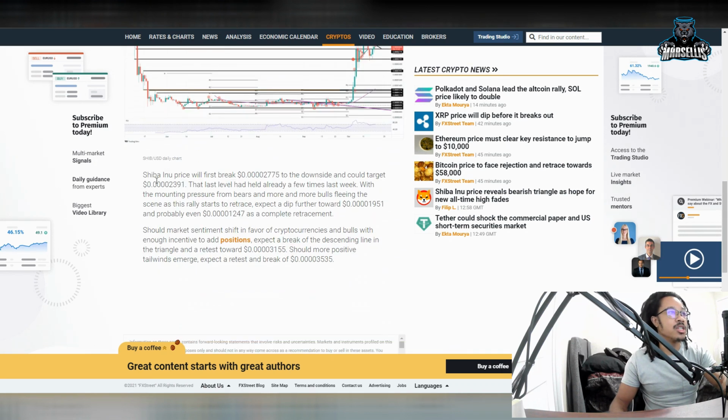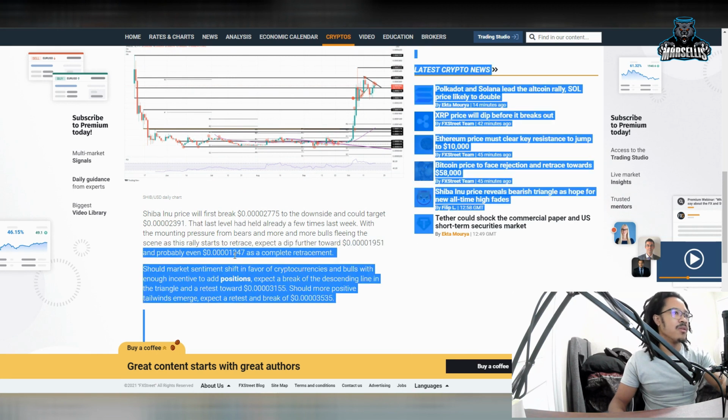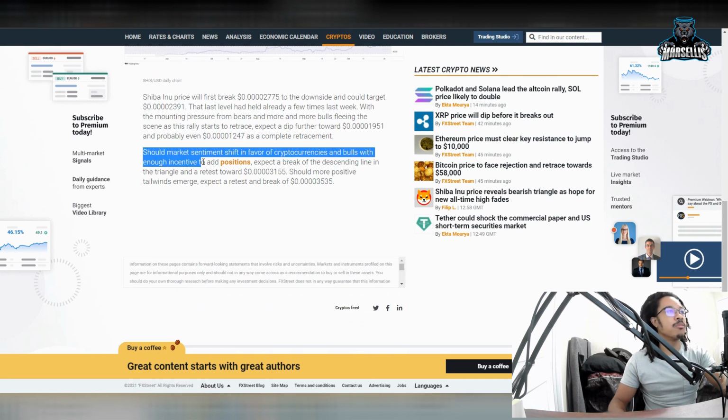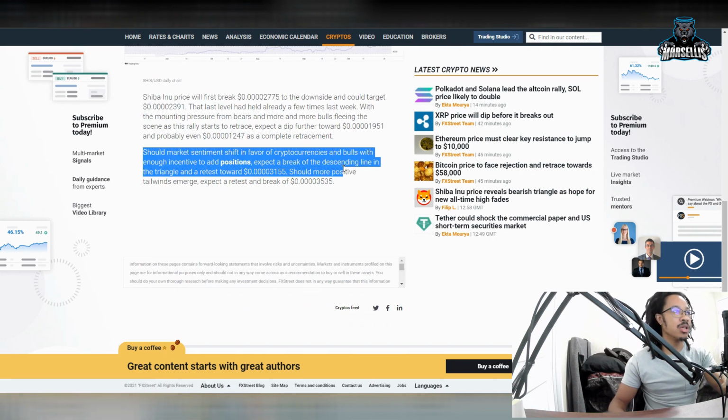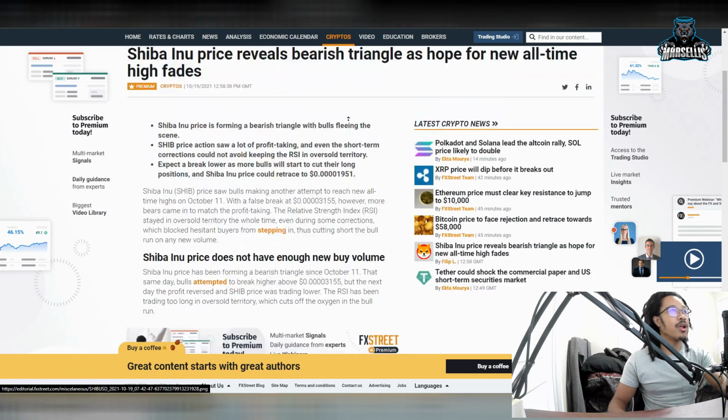But anyways, down here you can see Shiba Inu price will first break the 27.75 if it continues to go down. If it breaks 27.75, they're saying 23.91, and then eventually 19.51, and eventually 12.47. But that's the bearish look at it. The bullish outlook, should market sentiment shift in favor of cryptocurrency bulls, and with enough incentive to add positions, expect a breakout of the descending line in the triangle and a retest toward the 31.55 area. Should more positive tailwind emerge, then expect a retest and break of 35.35. So there's a lot of stuff that could happen here with Shiba Inu.